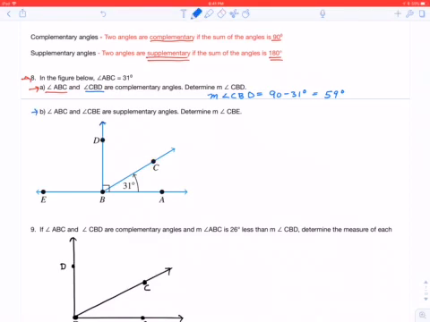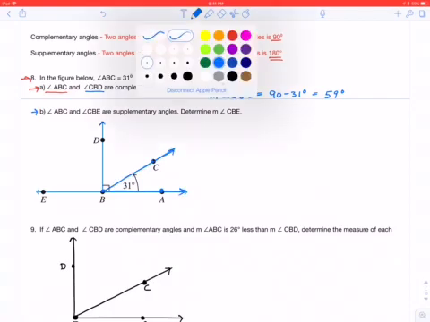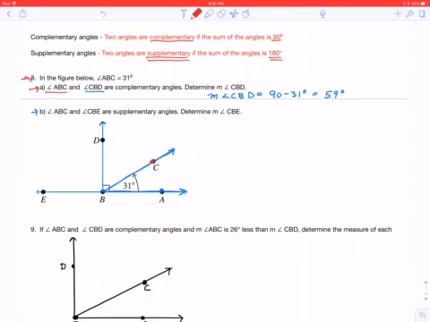So for B, angle ABC, which we know measures 31 degrees, is supplementary to angle CBE. You see that they form that straight angle? Well, what we know about supplementary angles is that the sum of the angles adds up to 180. So if we know the measure of one angle, to find the measure of the other angle, in this case the measure of angle CBE, all we have to do is subtract 180 minus the angle that we know, minus the 31 degrees. And I get 149 degrees.